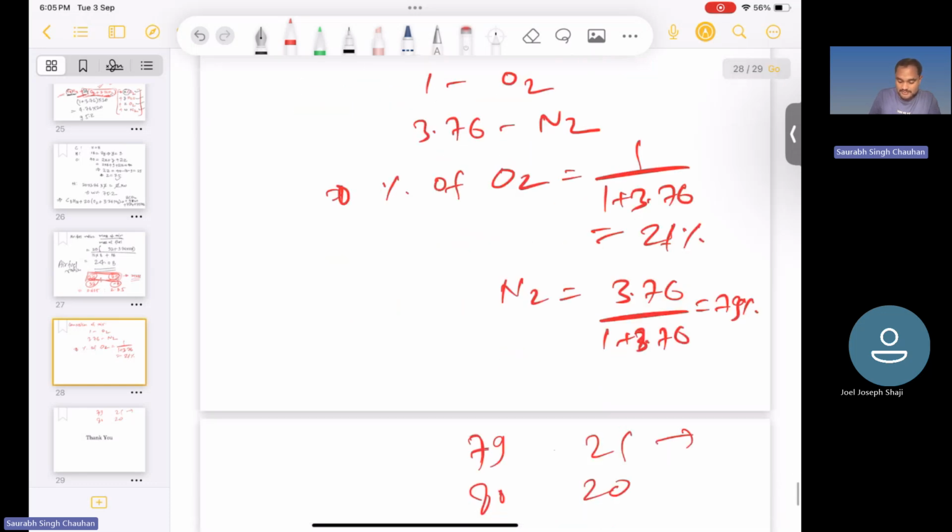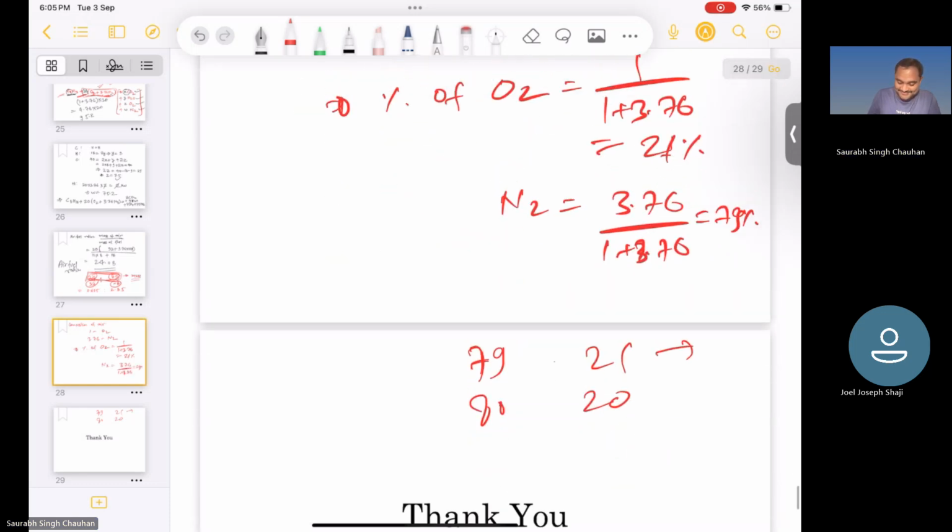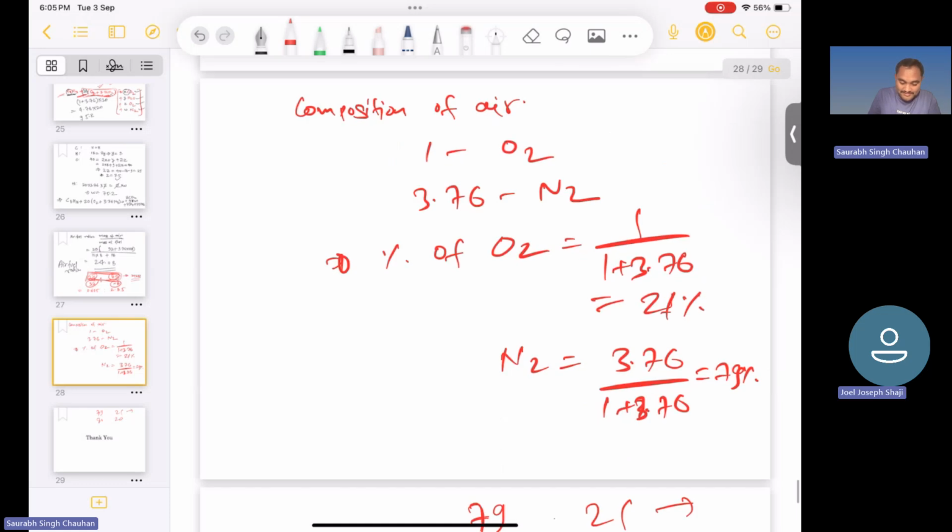Thank you very much for this question. So this 21 and 79 ratio is by moles, or you can say by volume.